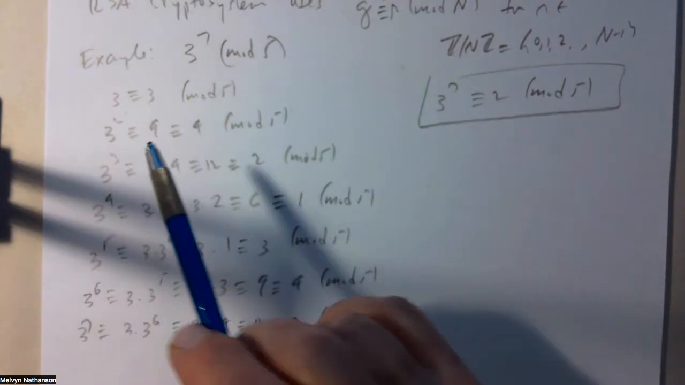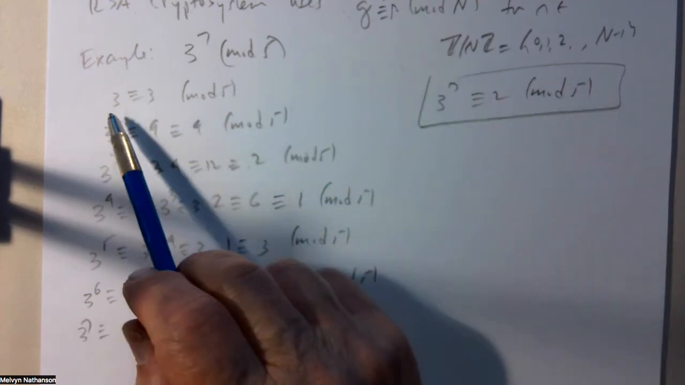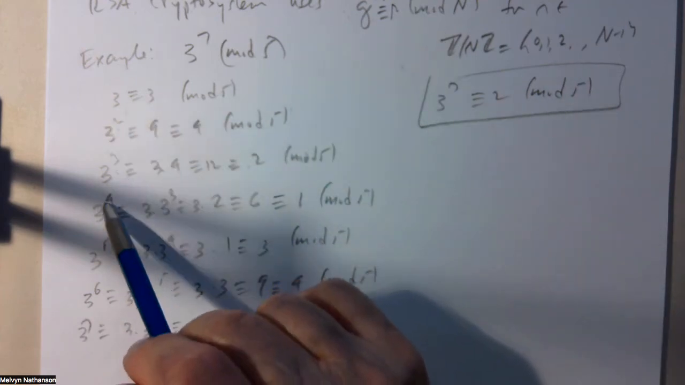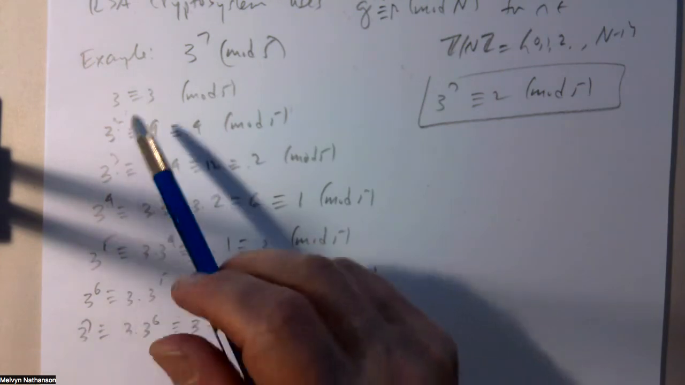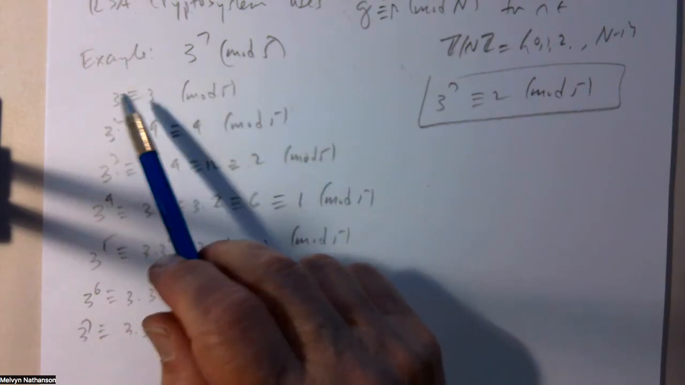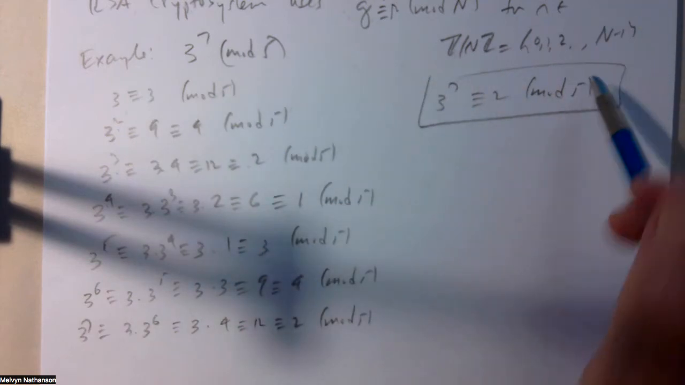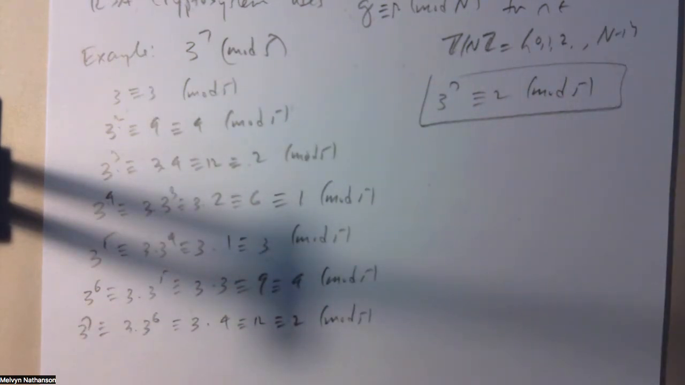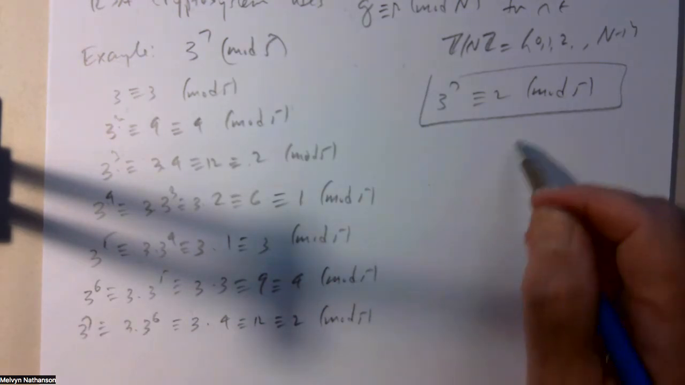And I had to do how many multiplications? 1, 2, 3, 4, 5, 6. I started with 3, and then I multiplied by 3 six more times to get the answer. Well, that wasn't so bad, but suppose I had something more interesting.